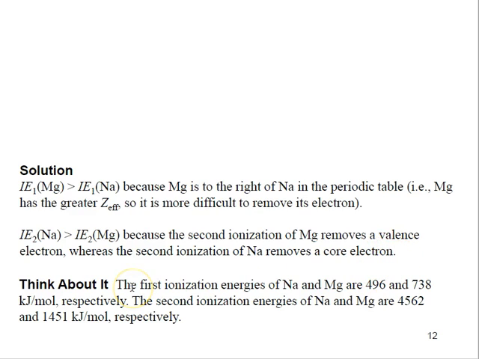So let's think about it with some numbers that come from a chart. The first ionization energies of sodium and magnesium are 496 and 738, and the units here are kilojoules for every 1 mole. The second ionization energies of sodium and magnesium are 4,562 for our buddy sodium and 1,451 for magnesium. And those, of course, are in kilojoules per mole as well.